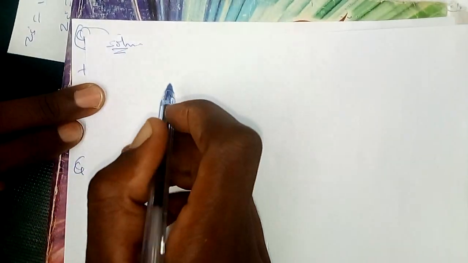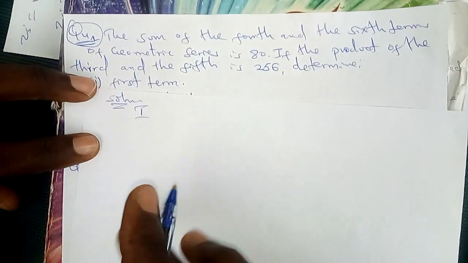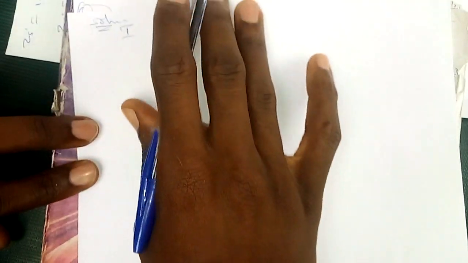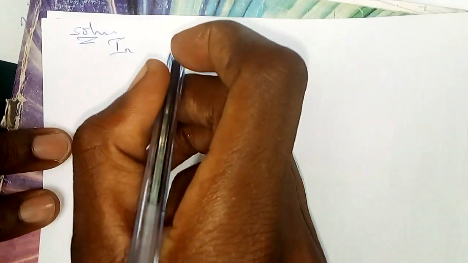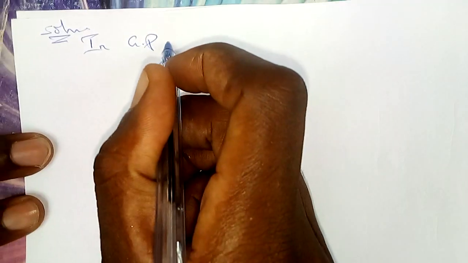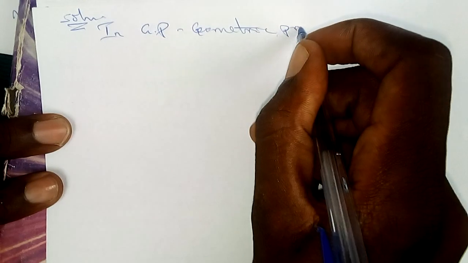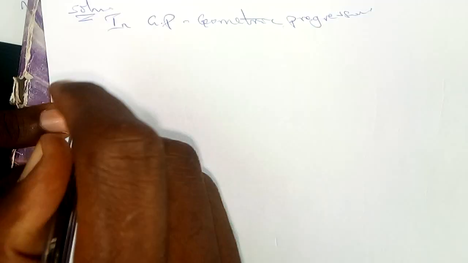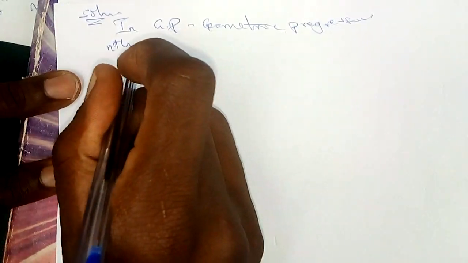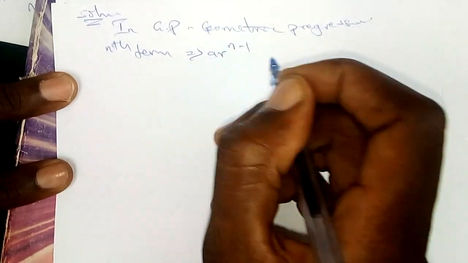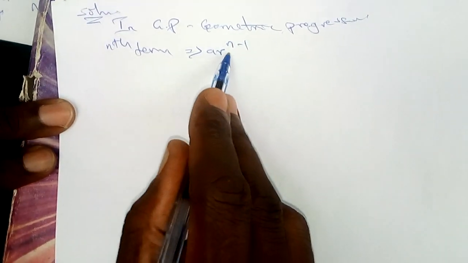Now under solution, you can remember, if it is a geometric series, this is a GP, geometric progression. You have the nth term. The nth term is given by the formula A R raised to n minus 1. And here now we follow this formula.